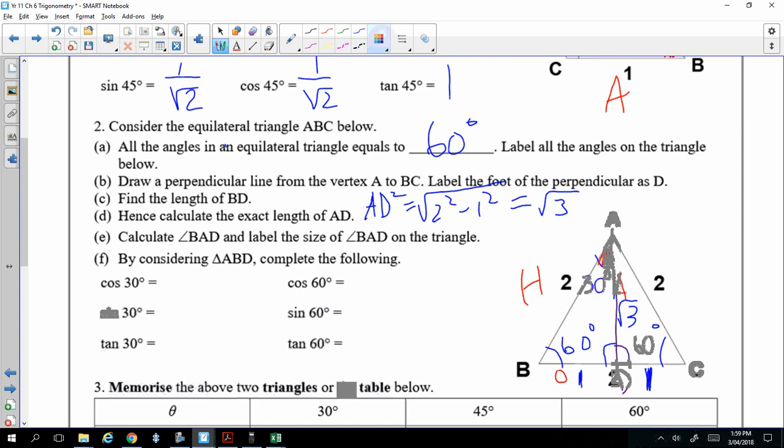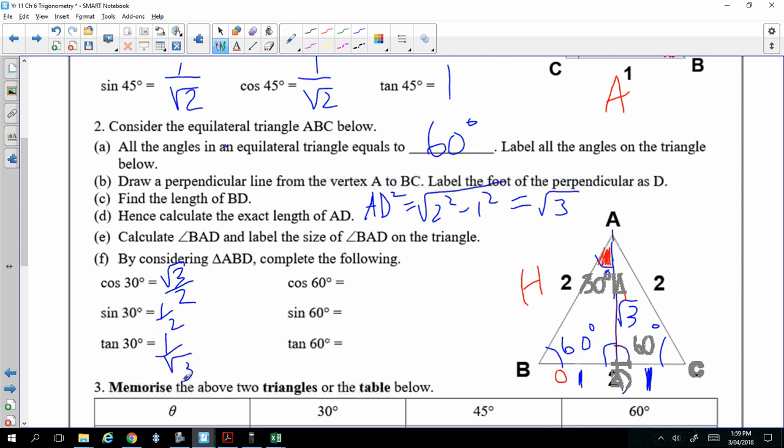So root 3 over 2, like that. And sin 30 is opposite over hypotenuse, which will be 1 over 2. And tan 30 will be opposite over adjacent, which will be 1 over root 3. Alright, we've got these values.